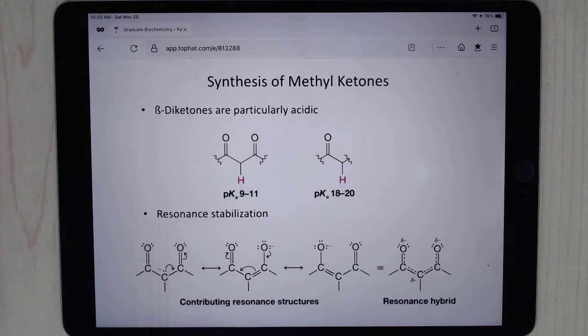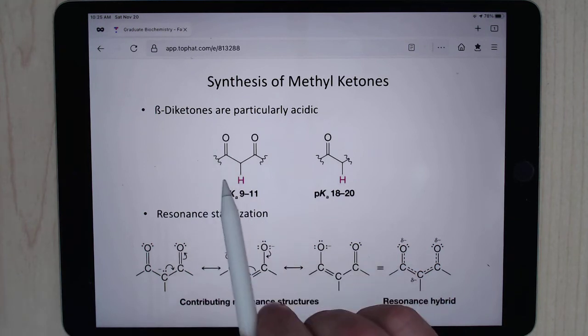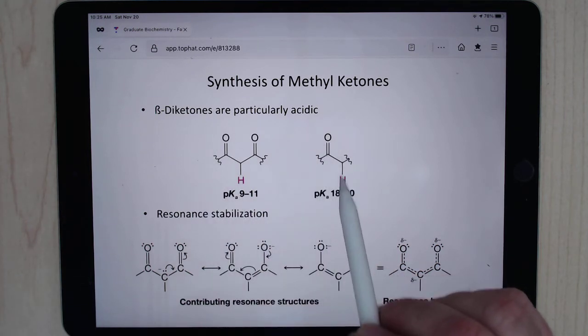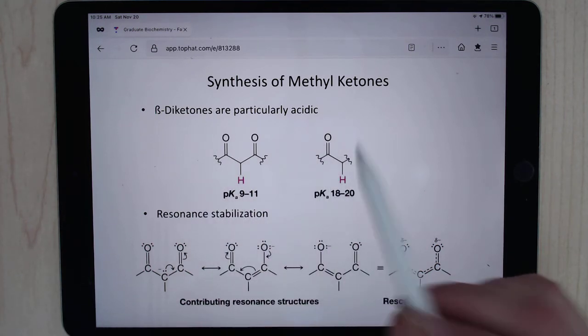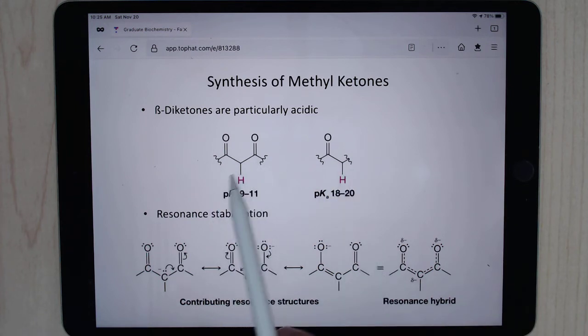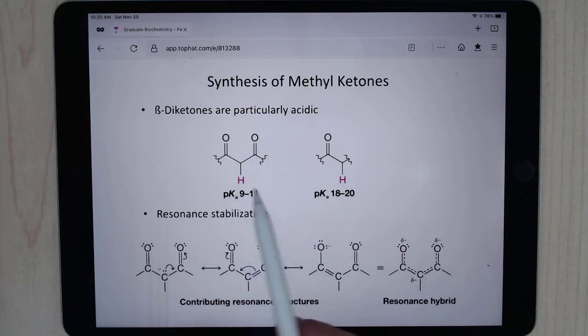Now, being next to one C double bond O makes that CH bond acidic. Being next to two makes it incredibly so. Okay, so with that, so it's not just that it's twice as acidic. It's like 10 billion, right? Because go from 20 to 10, right? It's 10 to the 10th fold more acidic.